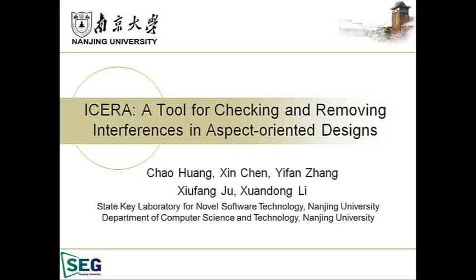The Interference Checking and Removing Assistant tool, ICERA, is designed for AOP engineers to detect and remove functional interference between base classes and aspects in aspect-oriented designs. To the best of our knowledge, it is the first tool that adopts deduction technologies to handle functional interference problems. In this video, we show how ICERA works.